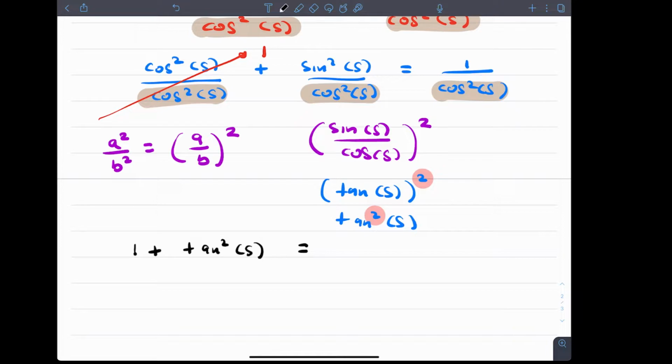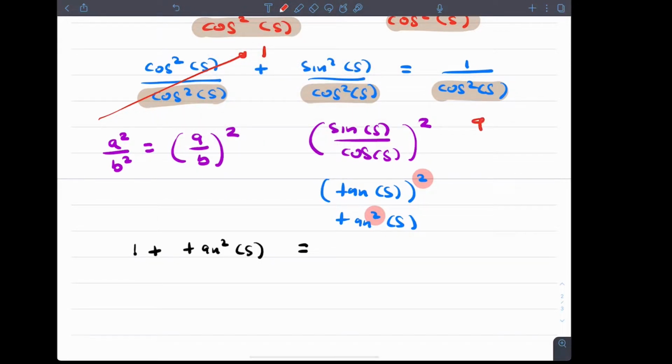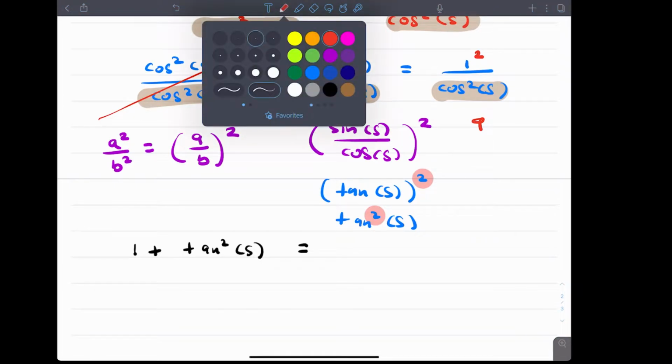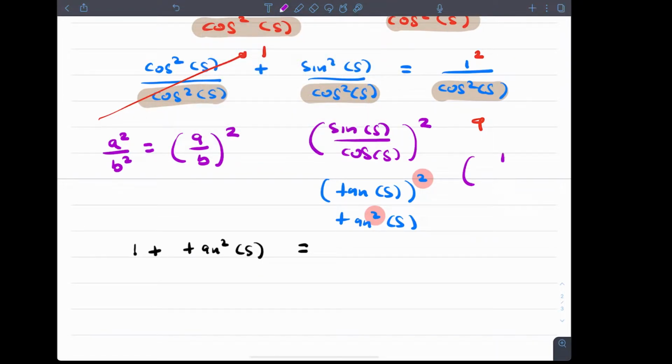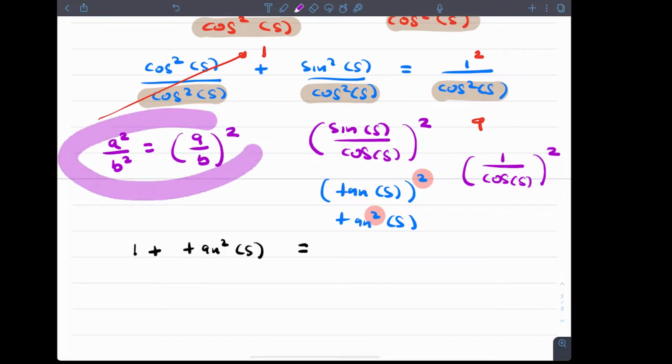Okay? Just doing some algebra. And then the question is, what is 1 over cosine squared? Do you guys know what this is? Well, I'm going to do a square here. Isn't 1 squared the same as 1? I'm going to use that algebra again. This is 1 over cosine s, again, squared. Okay, you guys okay with that? We're using this relationship over here. This is the algebra that we're using.